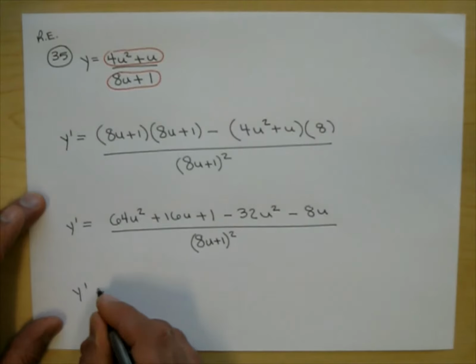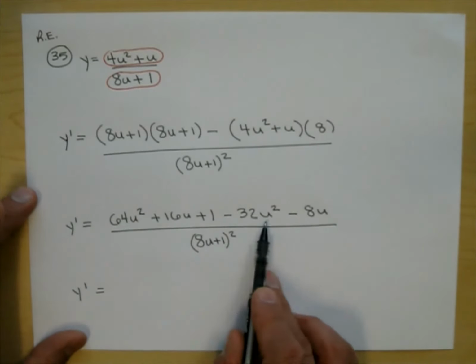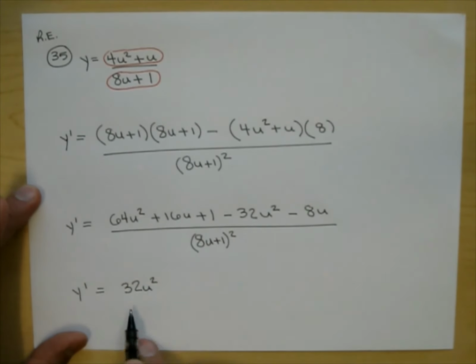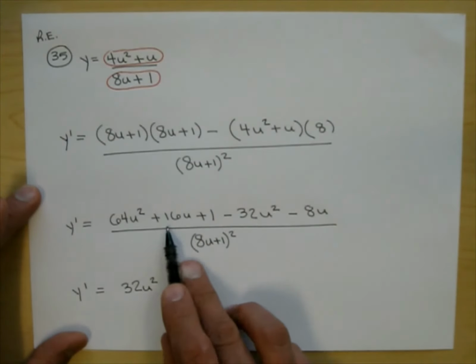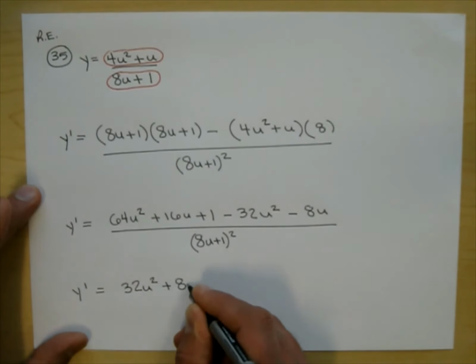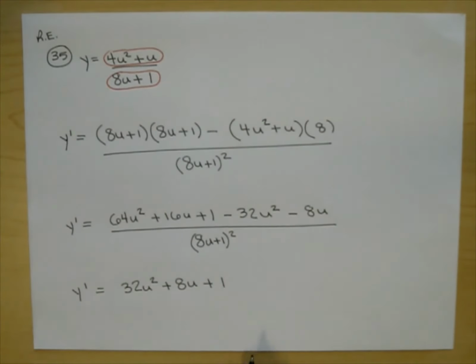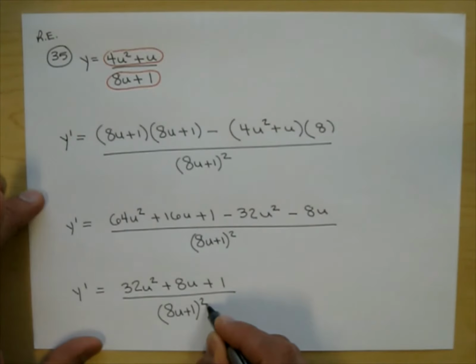Okay, so y prime is, now I'm just combining like terms, and when I combine like terms, I put my u squareds together, so that's 32 u squared. Where did the 32 come from? I went 64 minus 32. And then 16u minus 8u is 8u. And then we have plus 1. This is all over 8u plus 1 quantity squared.